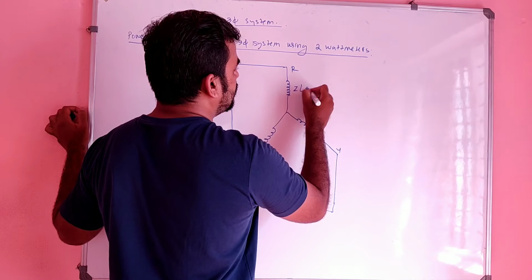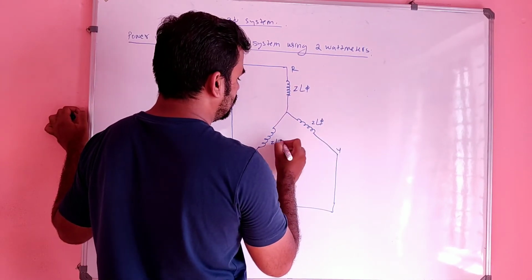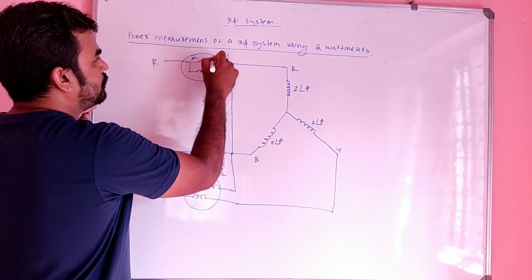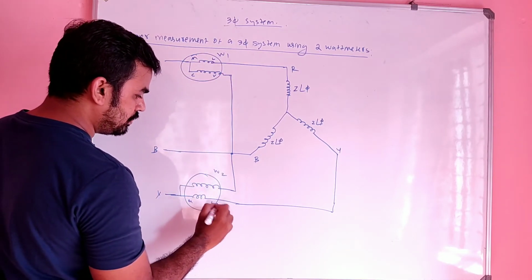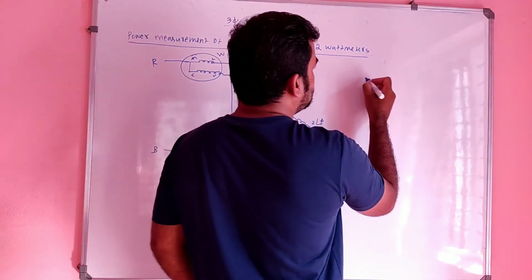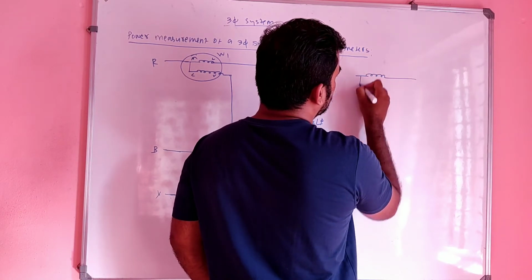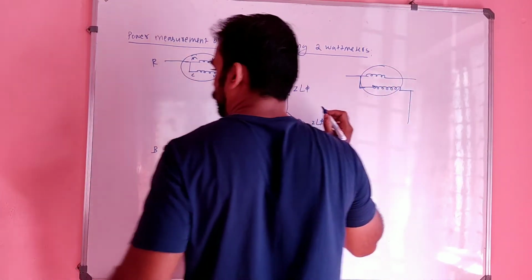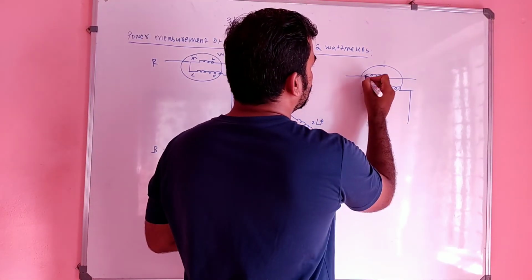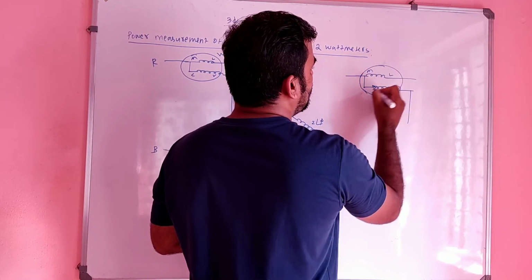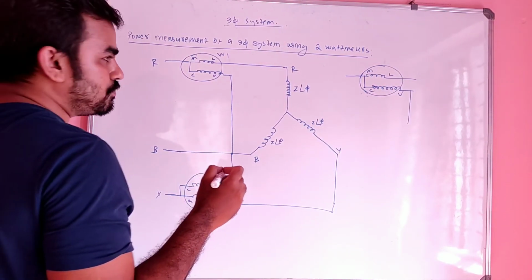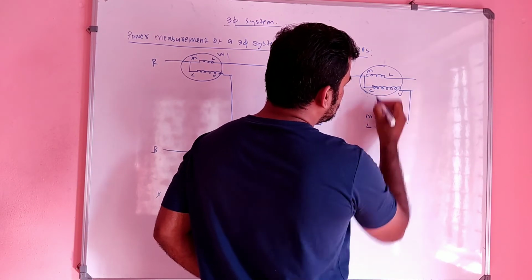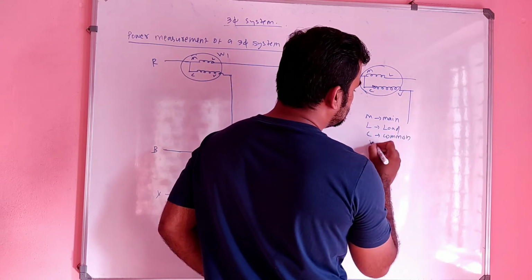This is a balanced star with load impedance Z at angle phi. And this is the connection, so you can use this MLCV here, and I can use this MLCV here. What does MLCV stand for? M stands for main, L stands for load, C stands for common, and V stands for voltage.